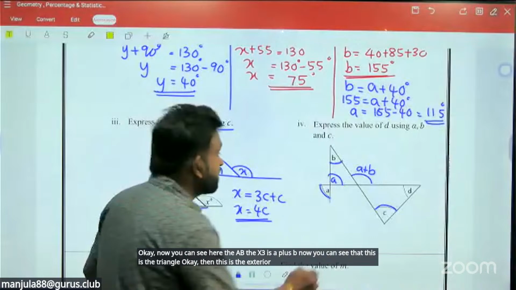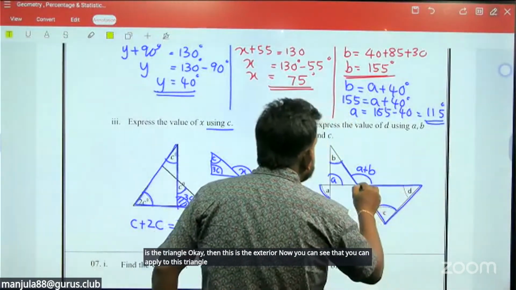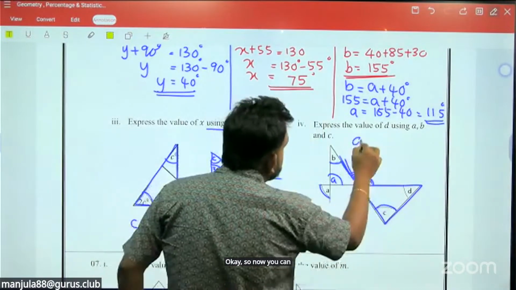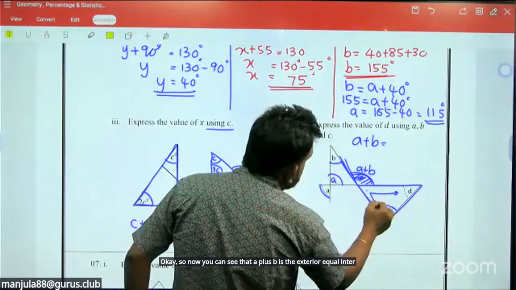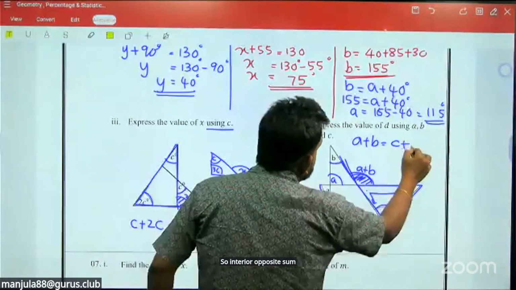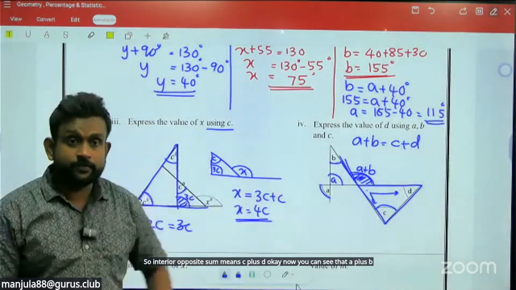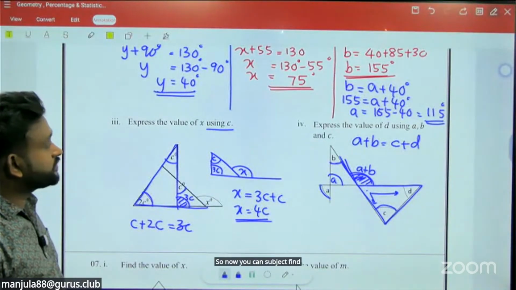Now you can see that you can apply to this triangle the exterior angle theorem. So A plus B, the exterior, equals the interior opposite sum. The interior opposite sum means C plus D. Now you can see that A plus B equals C plus D. So now you can find the value of D using A, B, C.